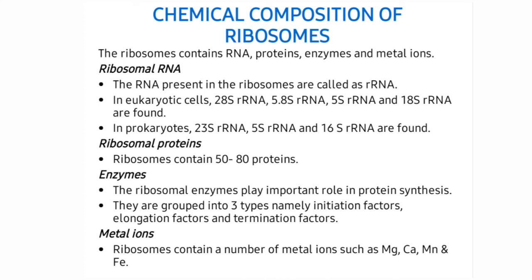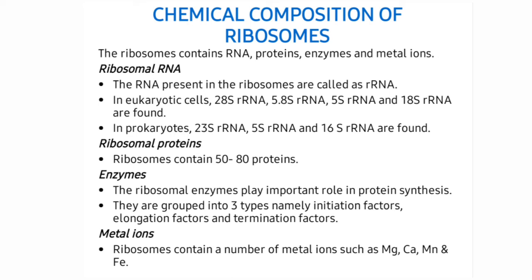Already we have seen that in eukaryotic cells, 28S rRNA, 5.8S rRNA, 5S rRNA and 18S rRNA are found, whereas in prokaryotes, 23S rRNA, 5S rRNA and 16S rRNA are found. Apart from that, ribosomes contain 50 to 80 proteins, that is, ribosomal proteins.